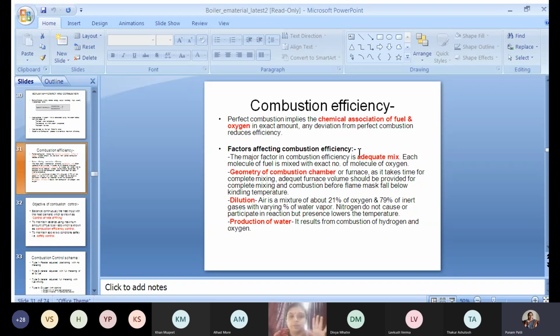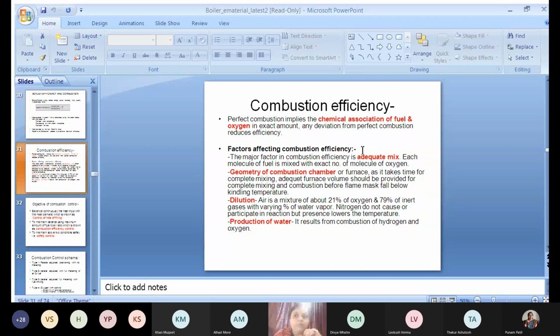It is a complicated topic, concentrate a little. Easily you will get everything in the lecture itself. So adequate mix, geometry of combustion chamber, dilution and production of water. यहाँ पे red mark किया है letters. So these are the 4 factors which are affecting combustion efficiency. We will see one by one.